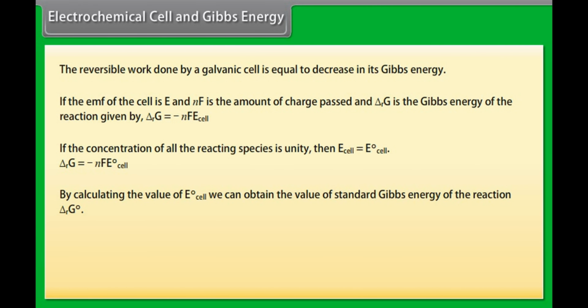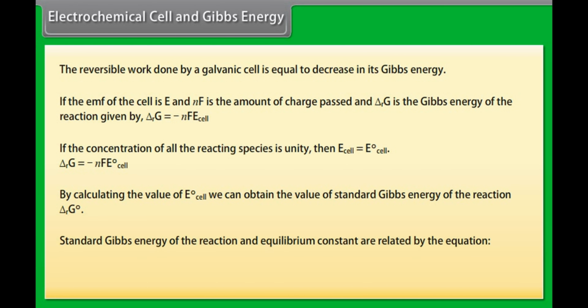By calculating the value of E°cell, we can obtain the value of the standard Gibbs energy of the reaction, ΔrG°. The standard Gibbs energy of the reaction and the equilibrium constant are related by the equation ΔrG° is equal to minus RT natural log K.